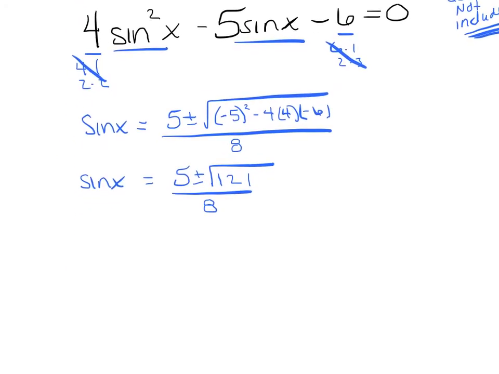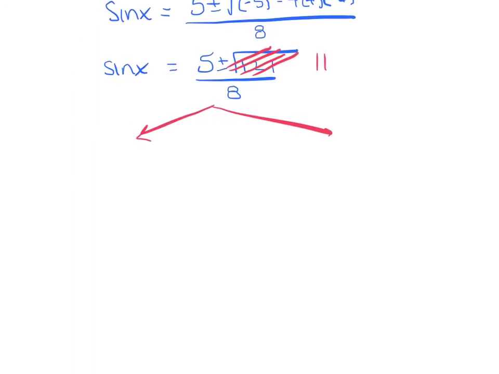What do you know about the square root of 121? That's one number you should have memorized. The square root of 121 is the number 11, so I don't need the square root. Again, it is 11. And all that tells me is that this would have factored nicely with guess and check. So I'm still going to break it up. I'm going to say sine x equals, let's say, 5 plus 11 over 8. And sine x equals 5 minus 11 over 8.